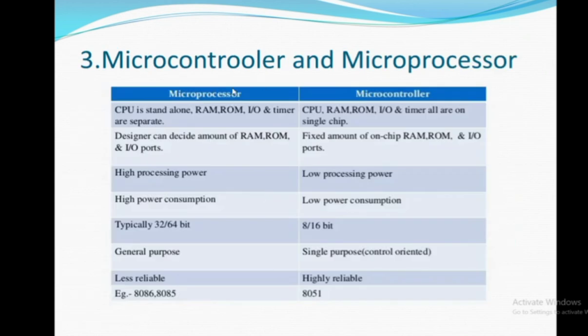Then, what is a microcontroller and a microprocessor? In a microprocessor, the CPU is standalone, and the RAM, ROM, input and output, timers are separate. But in a microcontroller, CPU, RAM, ROM, input and output are integrated in a single chip. Microprocessors have high processing power and high power consumption compared to the microcontroller. And microprocessors are used for general purpose, but microcontrollers are used for a single purpose.